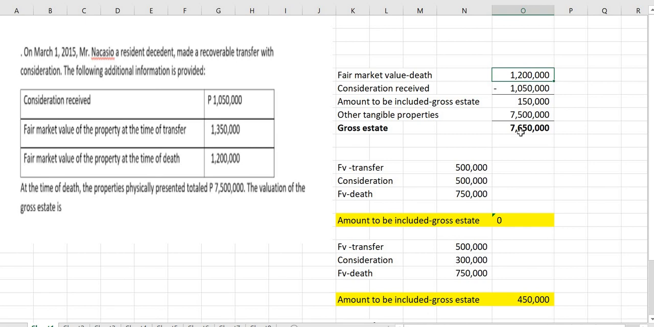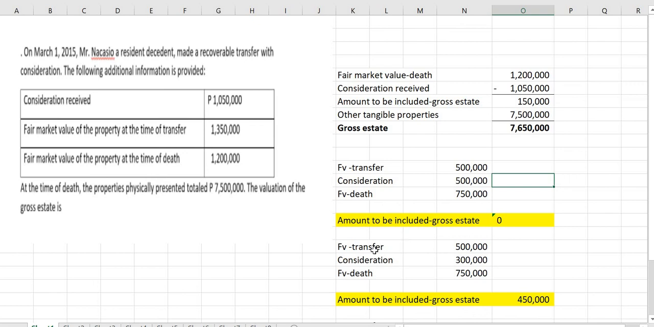So again, this is a transfer for insufficient consideration. Let's say for example, I have another example. What if the fair market value at the time of transfer is 500,000 and the consideration is 500,000? This is actually a bona fide sale, because the consideration is equal to the fair market value at the time of transfer. Therefore, the amount to be included in the gross estate is 0, so it is not subject to estate tax.